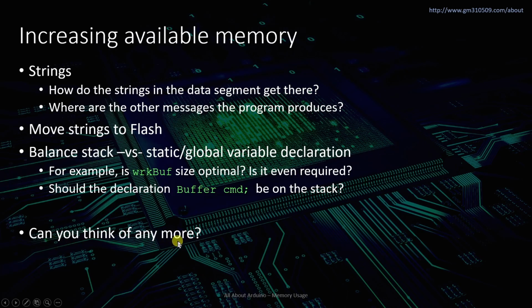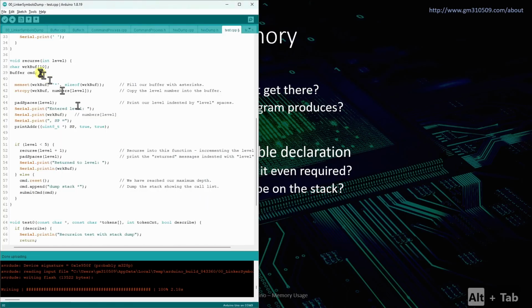And then can you think of any more? And as I said, there's lots of different ways you can do that, including compacting things. Don't use unsigned long if you only need an unsigned int, for example, or if your value is only going to be 1 or 2 values, just compress them into a bitmap inside an integer or something like that. So again, there's lots of different things you can do.